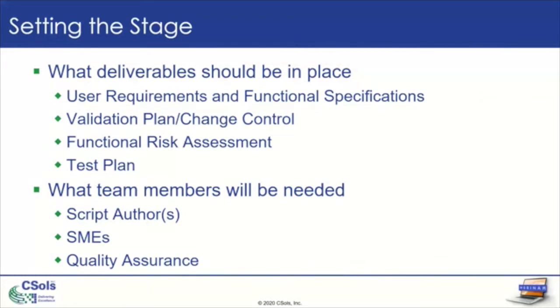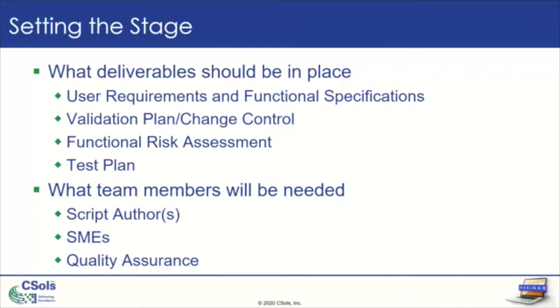So being that we're talking about IQ, OQ, PQ, I've already hit on a few of these, but just to reiterate, these are the deliverables that should be in place that lead up to the IQ, OQ, PQ. So you should have user requirements and functional specs that have been approved to really understand what you need and how the system's going to do it. You should have a validation plan or a change control.